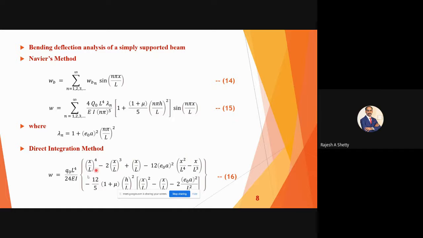So here we have the expression for lateral deflection. Using this, we can calculate the bending deflection of the given beam. Here also equation 16 gives the bending deflection.